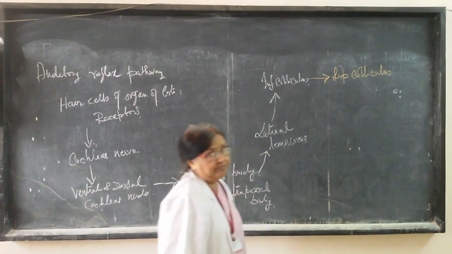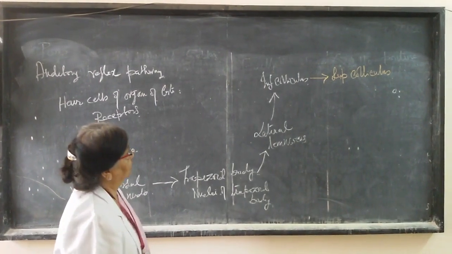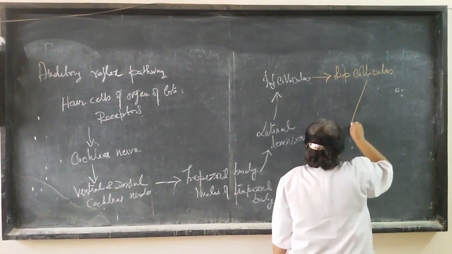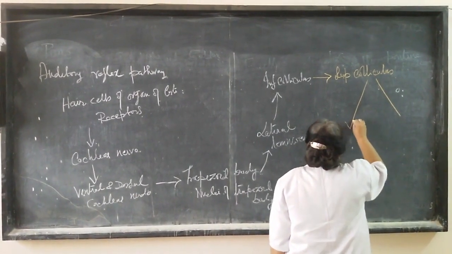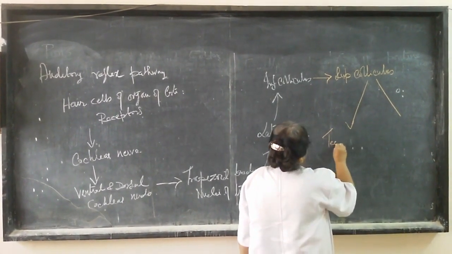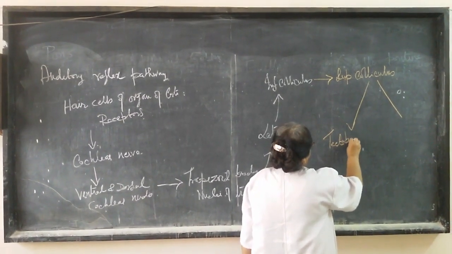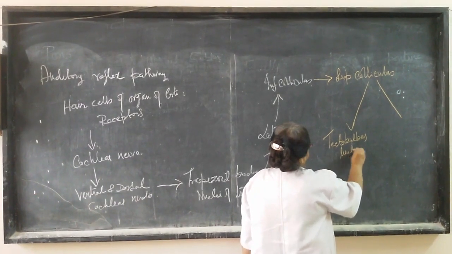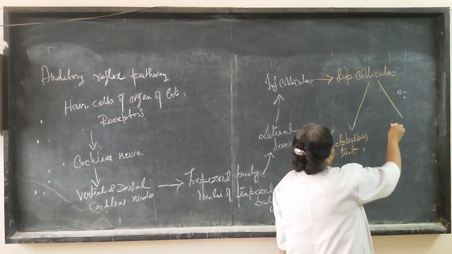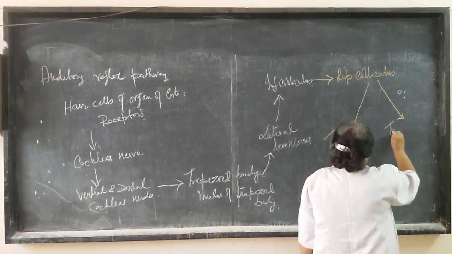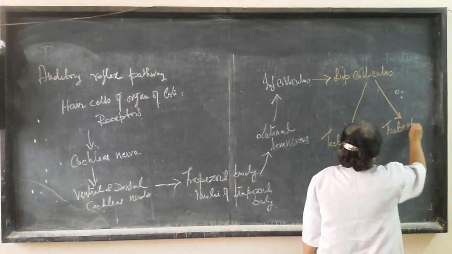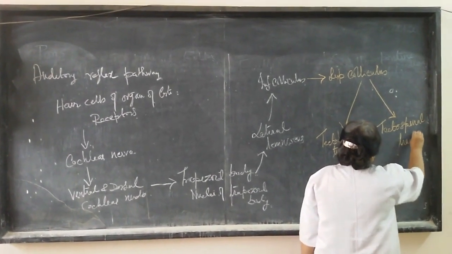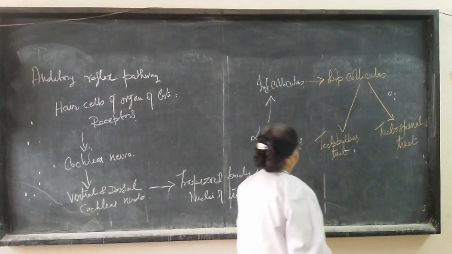And from the superior colliculus, two tracks start. One is the tectobulbar tract, and the other one is known as the tectospinal tract.